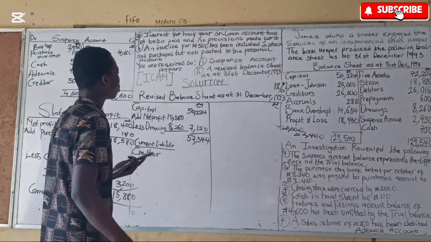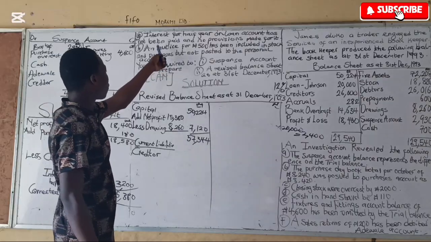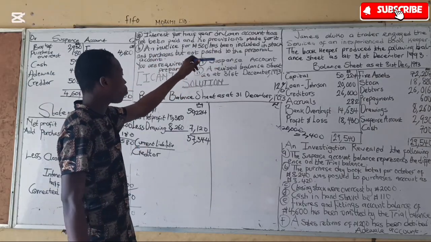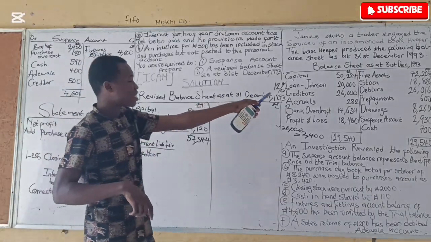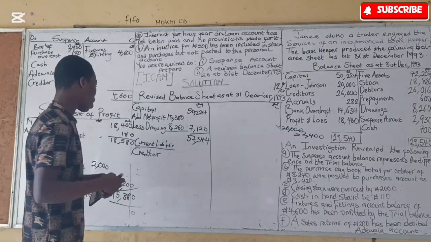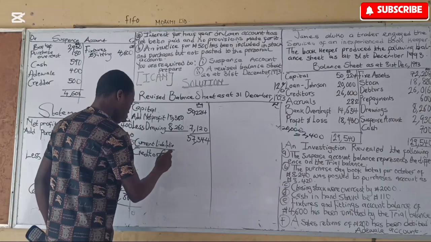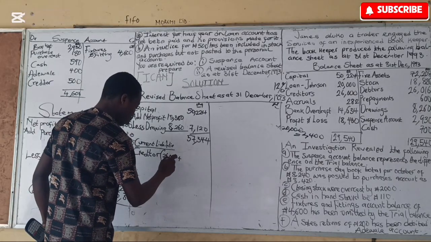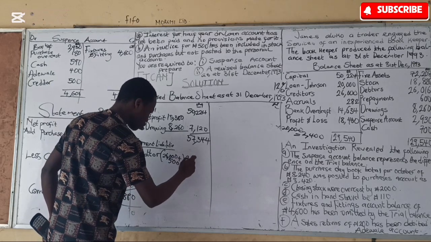Now let's move back to the question. Let's trace it back. From this point, we said an invoice for 500 naira has been included in stock and purchase, but not posted to the personal account. It means that we did not add it to the existing balance of the creditor. So because we revise, we are going to add it. Therefore, you have 26,000 plus the 500 naira, which you didn't add. So the total is 26,500.